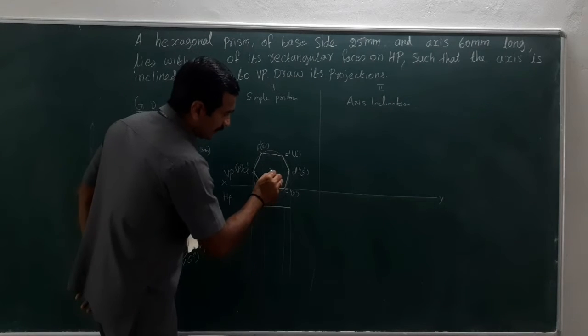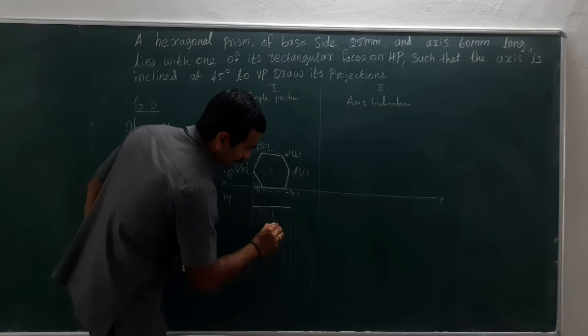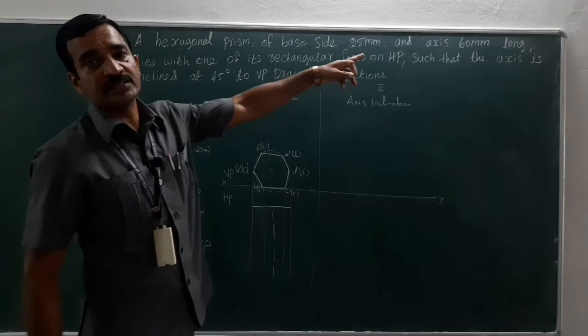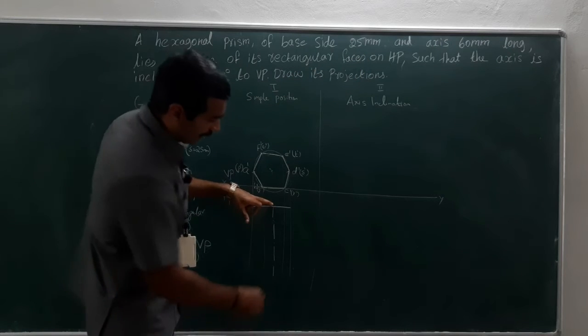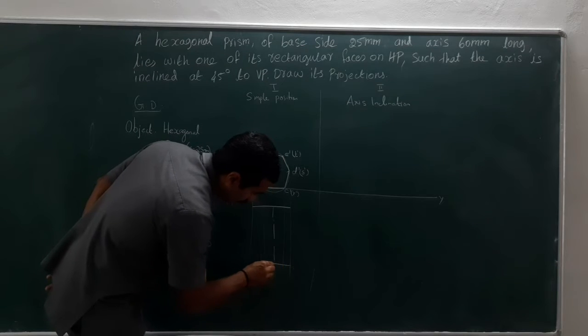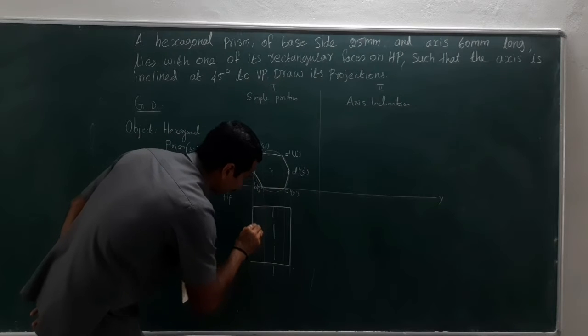Now the axis is here, right? Extend this axis. This is the axis. Take 60 mm from here and cut an arc. Now close the boundary. The boundary has been closed now.